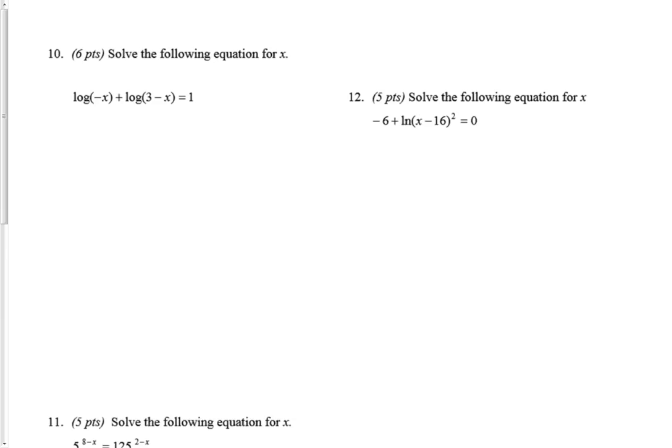Turning over to number 10, we have a log equation. With log equations, it's important to remember that we cannot take the log of a negative number. So when I'm trying to look at my domain for this function, I know that what's inside my log has got to be greater than 0. So I have negative x has to be greater than 0. Well, if I divide by negative to get x by itself, that means x has to be less than 0. I also had my second log expression, which said 3 minus x would have to be greater than 0. Or x, if I move the x over to the right side, x has to be less than 3.